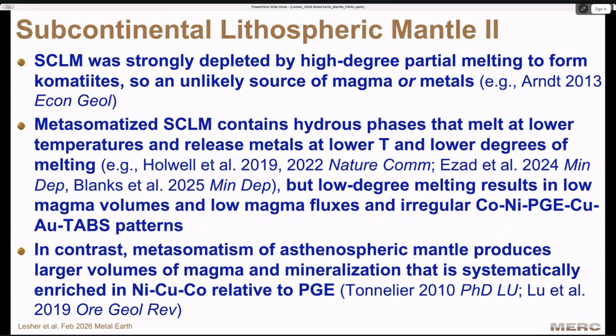And then if you metasomatize asthenospheric mantle, which also happens, you can generate larger volumes of magma, and you can have mineralization that's systematically enriched in these elements, which we'll see as a characteristic, relative to all the platinum group elements. And Nicolas Tonnelier was the first one to point that out. He did his PhD here. And Yiguang Liu, who also did his PhD here, has focused in on the Chinese deposits in general. This was on Jinchuan here. Let me change that back to a laser.